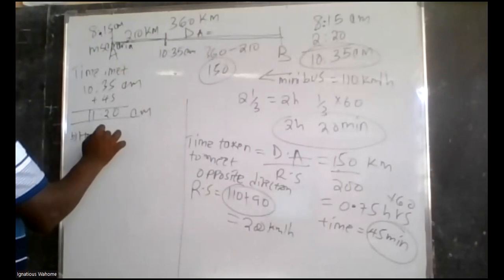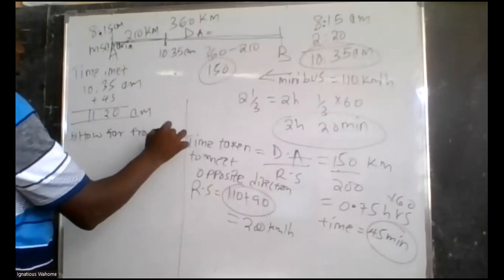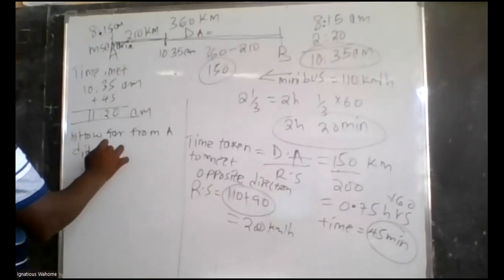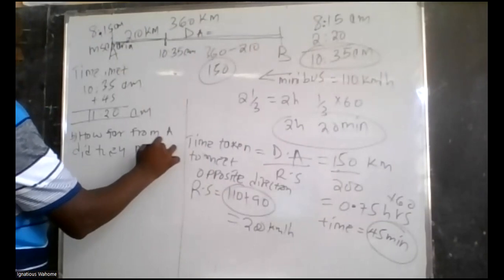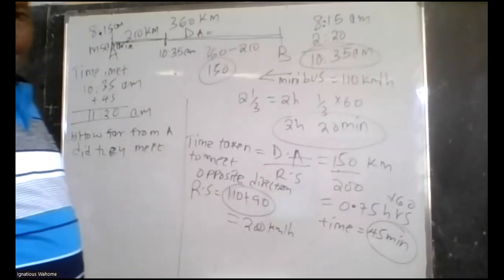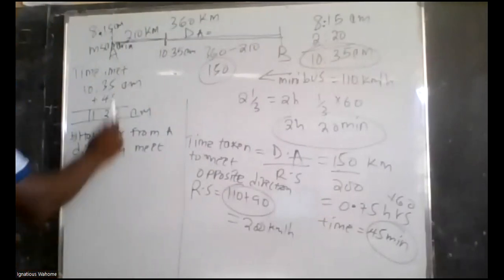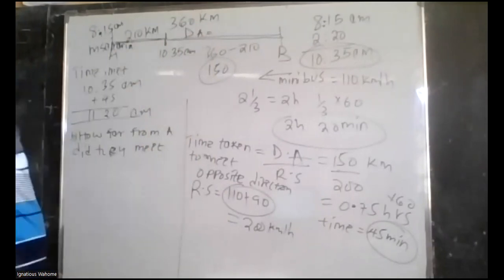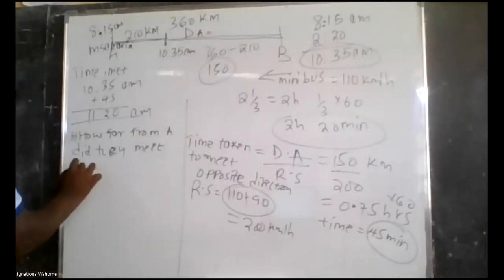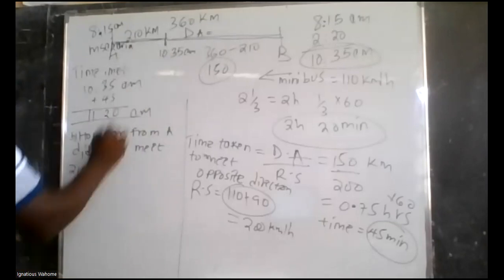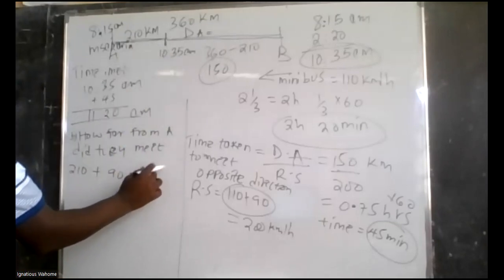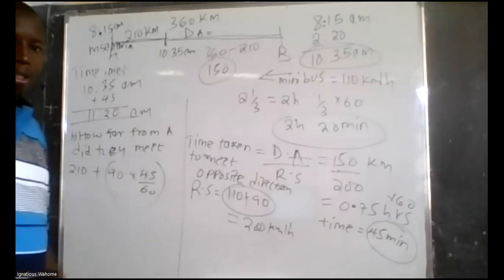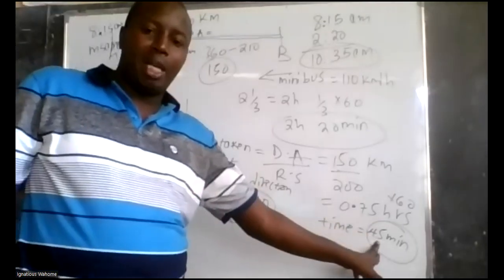How far from A did they meet? It's this distance from A. Which one had left from A? It is the Samaria. So it will be 210 kilometers plus the distance traveled at a speed of 90 times 0.75, or 45 over 60, because they met after 45 minutes.